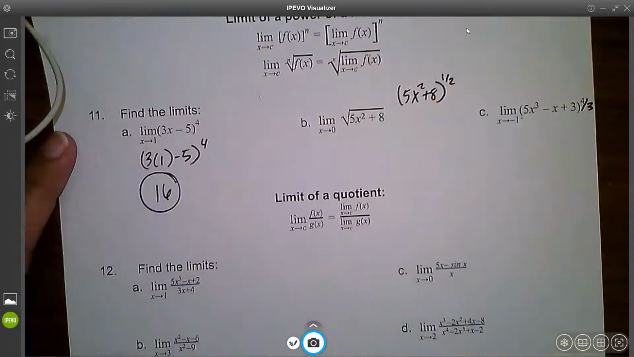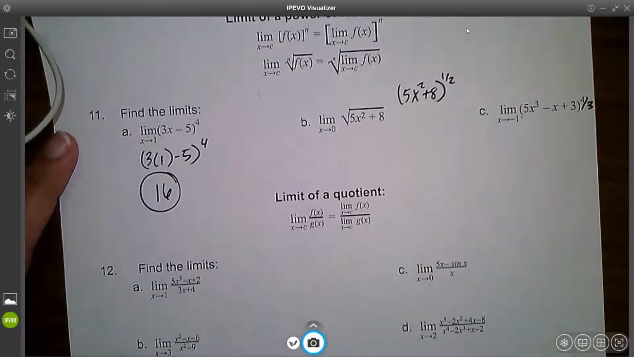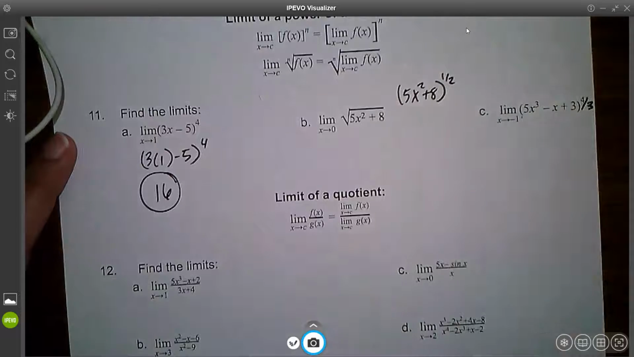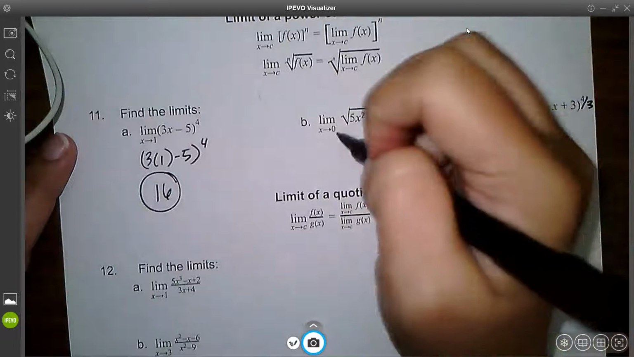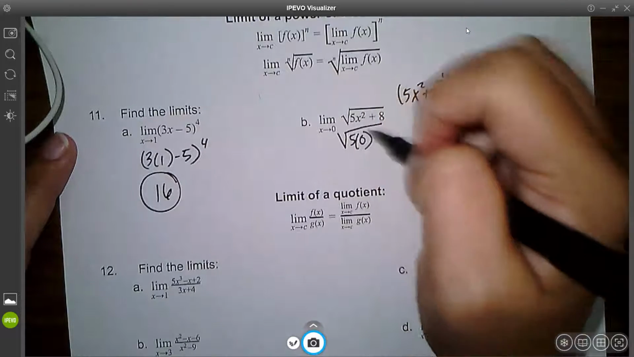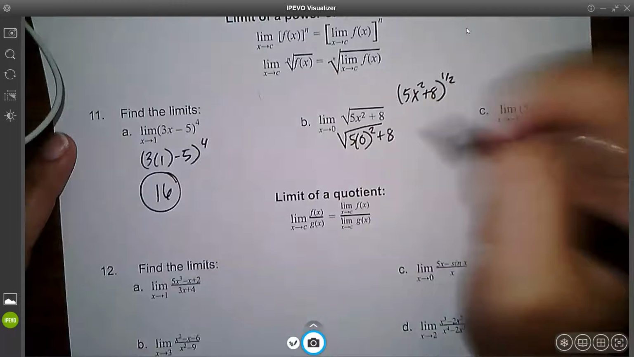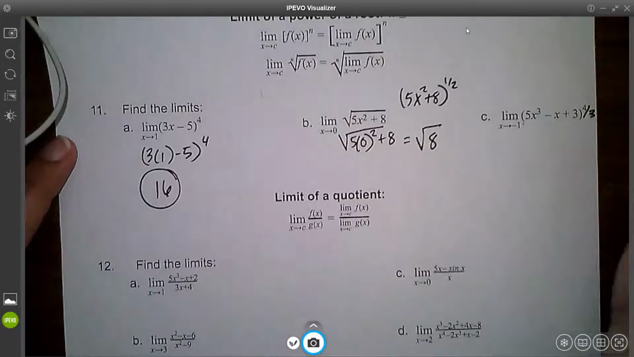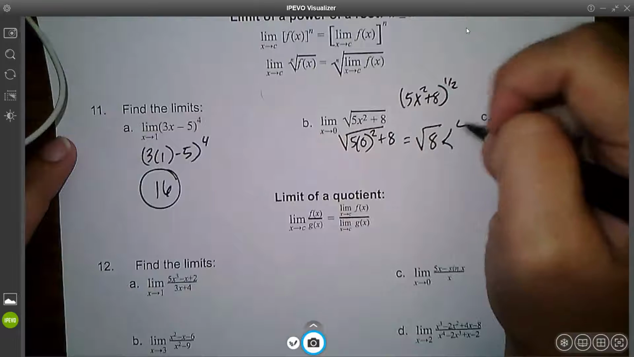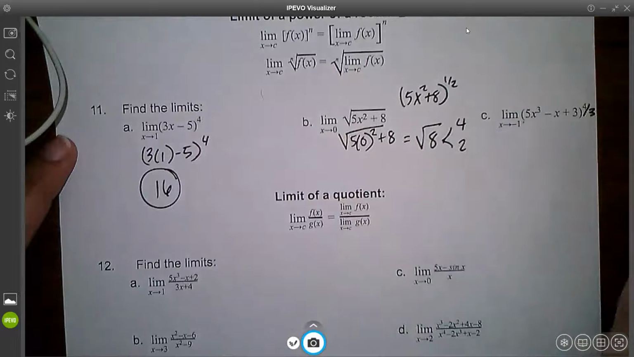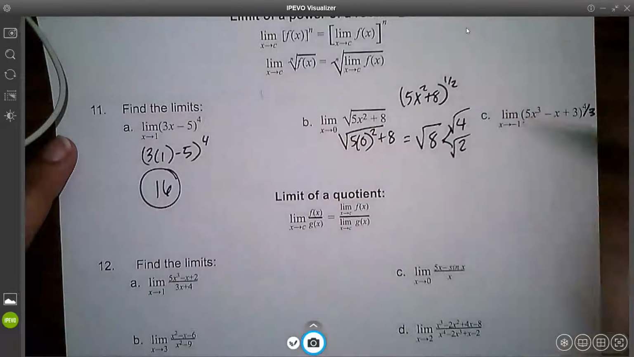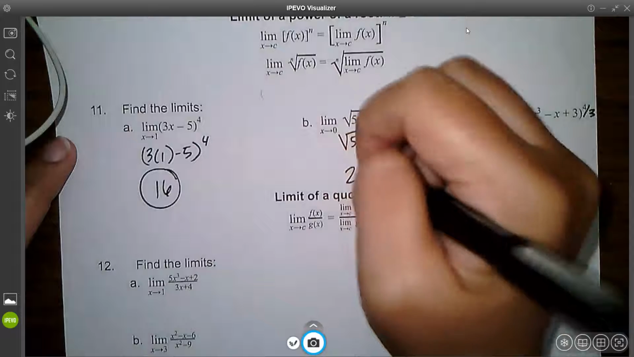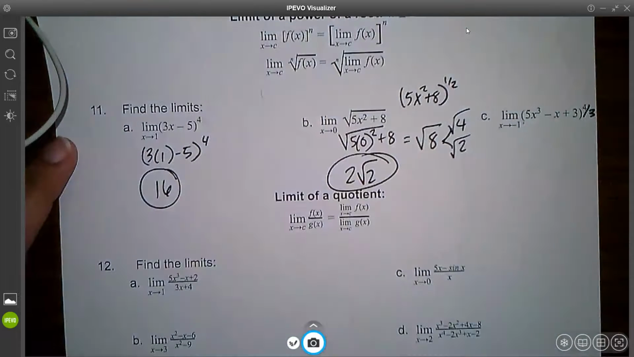This one, though, we have the square root, so I do want it to be in radical form here. So 5 square root of 5 times 0 squared plus 8 is equal to the square root of 8, which can be simplified because 8 has a perfect square factor of 4. 4 times 2 is 8. The square root of 4 is 2, so the answer to this one is 2 root 2.